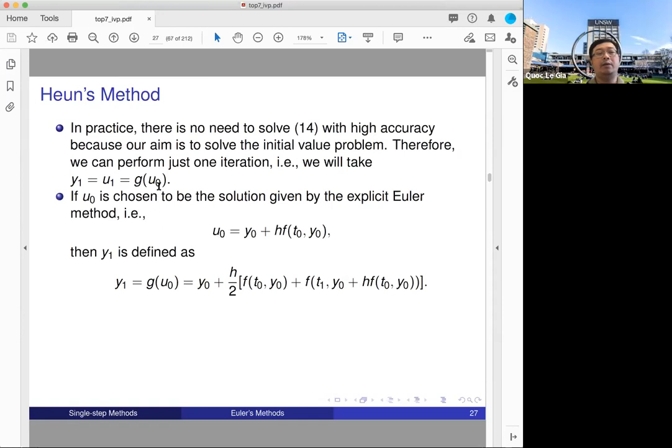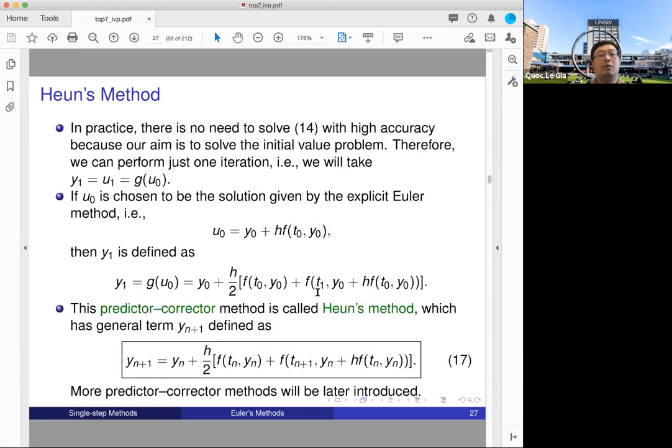okay, before I chose u0 to be y0, and then I got a different method. But if I choose u0 to be y1, then we have Heun's method. So it's up to you. In this case, the initial guess is given by the explicit Euler method, and then you have Heun's method. It's just a different way to choose the iteration.